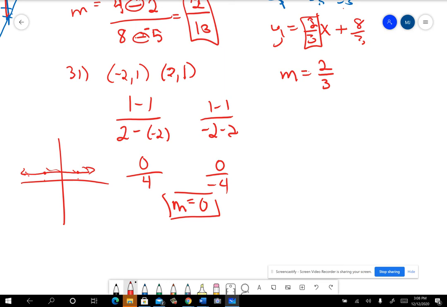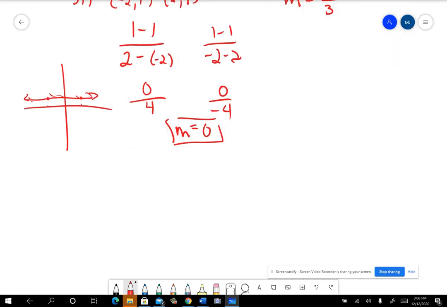And then there was a question about writing equations of lines. This might be a good place to stop. I'll do one more video on that unit in a minute.